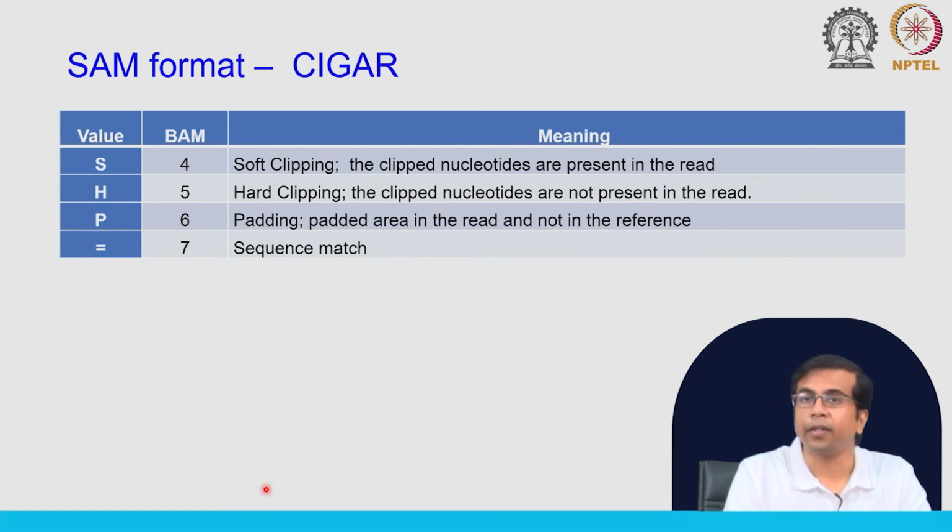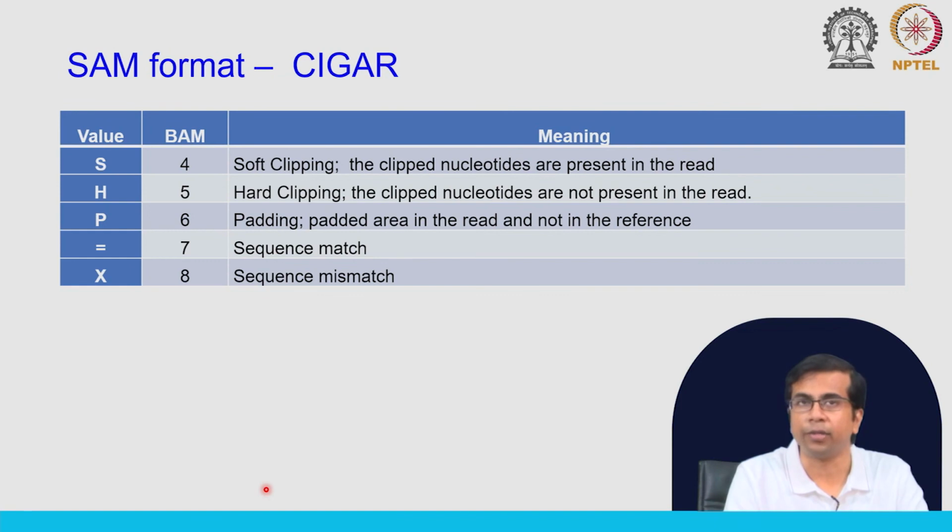We also have the equal sign, which means sequence match, and finally we have X, which is called the sequence mismatch. In the next class we will look at some of the actual CIGAR strings. I have just very briefly shown you this column that shows the CIGAR string, but we will try to interpret it in the real data in the next class.